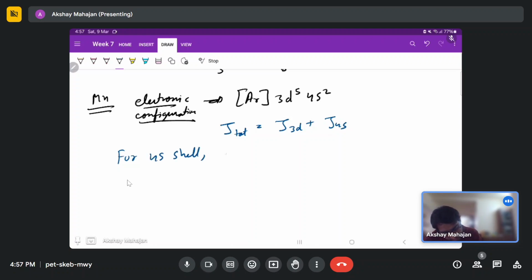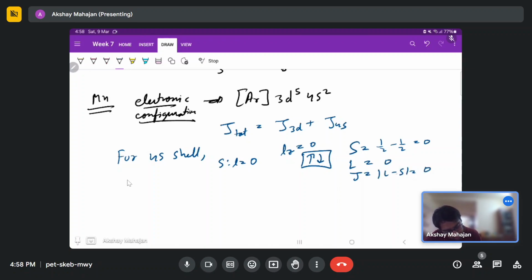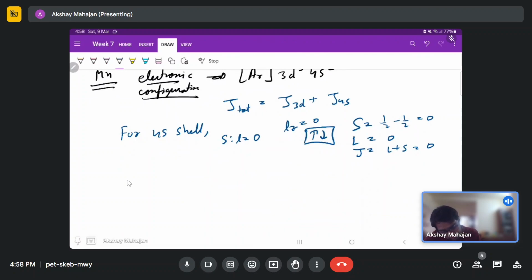Now we know that if L is equal to 0, we will have just one Lz. Then we will have one spin up, one spin down. So capital S will be equal to plus half and minus half, that will be 0. Capital L will be 0, and thus J will also be equal to mod of L minus S, or L plus S in this case. It is only 0, so J of 4s will be equal to 0.